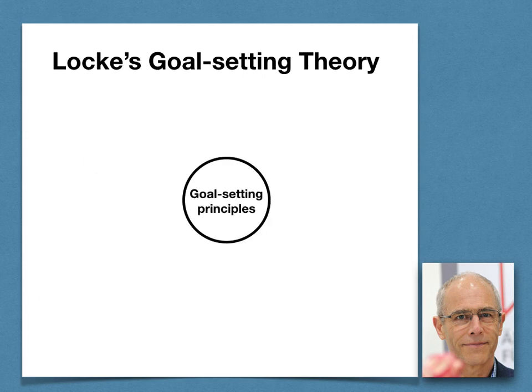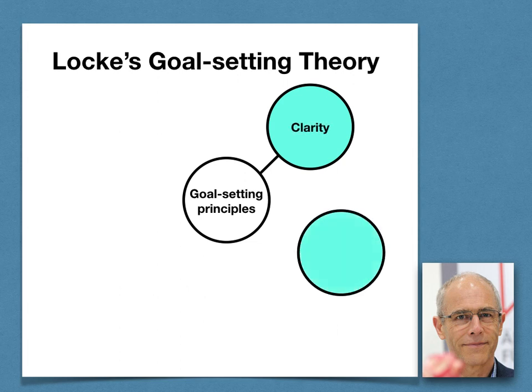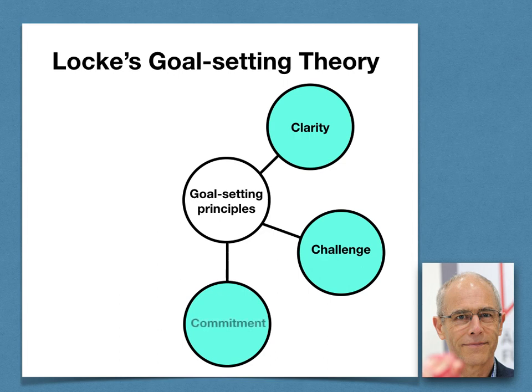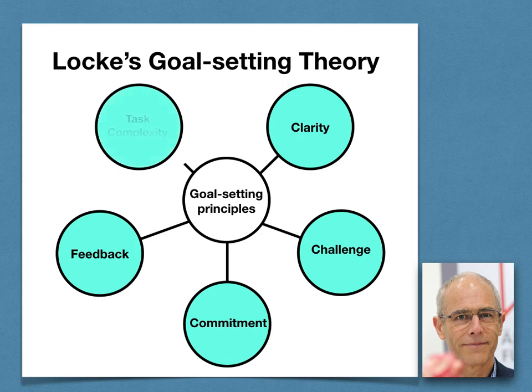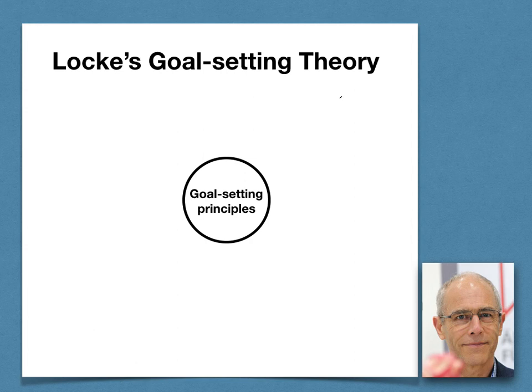According to Locke and Latham, there are 5 goal-setting principles that increase your chance of success: clarity, challenge, commitment, feedback, and task complexity. Let's examine each of the characteristics in turn.